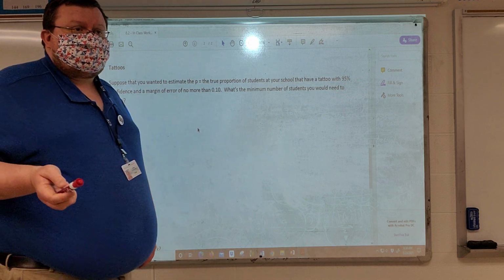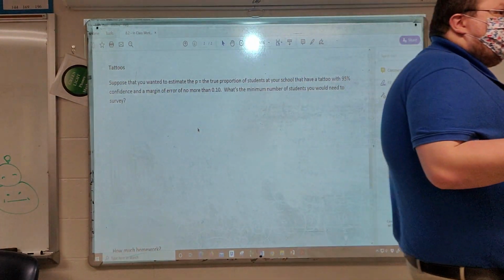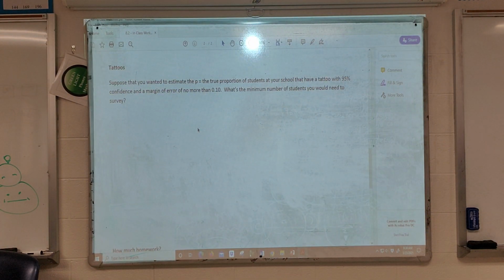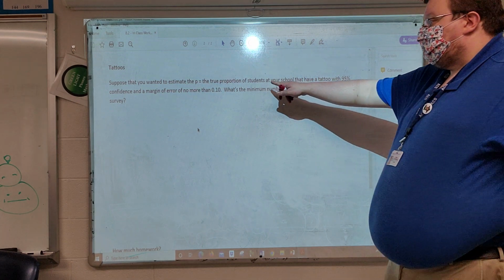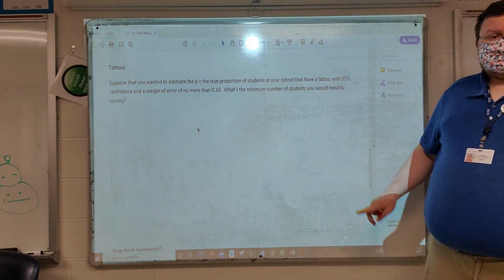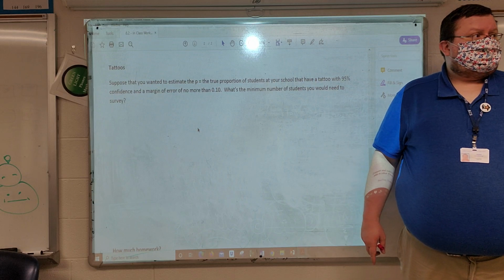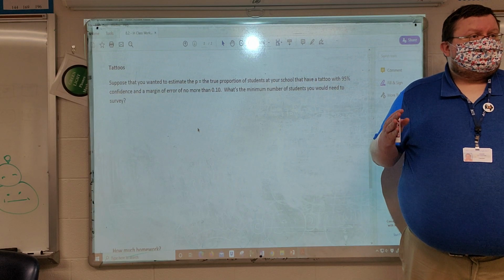The idea behind this problem, this is an interesting problem that involves part of the confidence interval formula. This is where we can decide how many students or how many subjects that we need to have in our study in order to be within a certain margin of error of the thing we're trying to estimate. In this case, we're trying to estimate that true proportion of students that have a tattoo at your school. Okay, so how many do I need to survey?